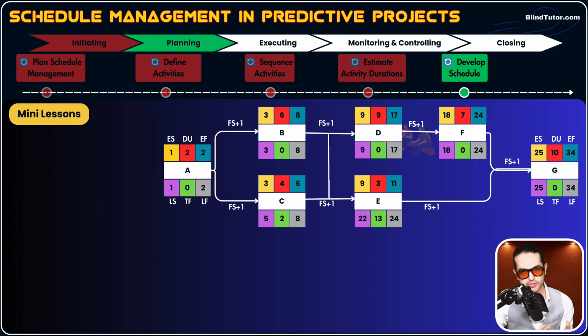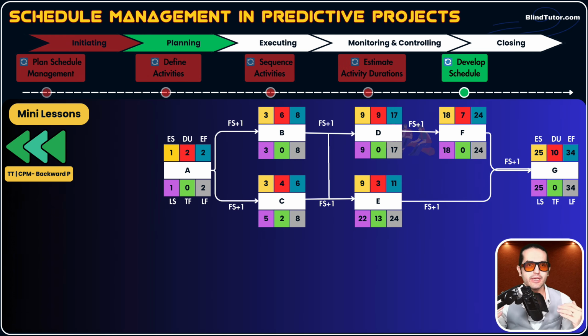We did the forward pass. We found early start and early finish, those two top yellow and blue squares, for all activities. Now we're going to do the backward pass. We're going to start from activity G and come to activity A and find the late finish, LF, and late start, LS, of all of the activities, those light gray and purple squares.